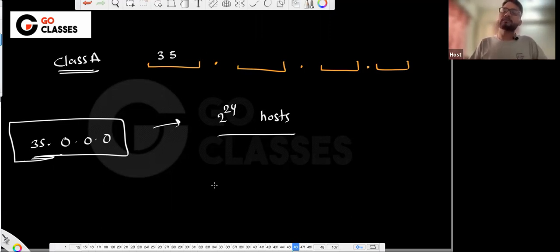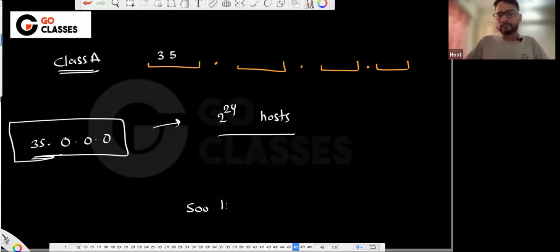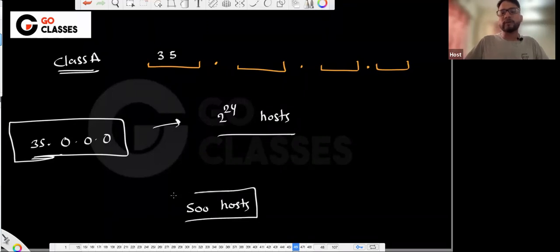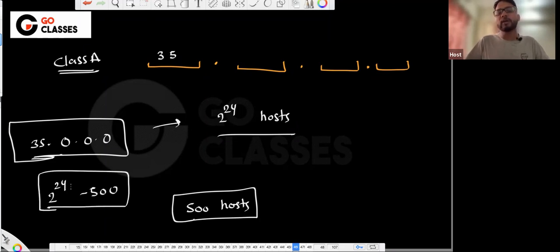So let's suppose that you require only 200 hosts, or maybe 500 hosts, right? If you require 500 hosts, and someone gives you the class A address, which has this many hosts, then you are actually wasting. You're only utilizing 500 IP addresses from here. You're actually wasting this many addresses, right? This many addresses will go to waste.